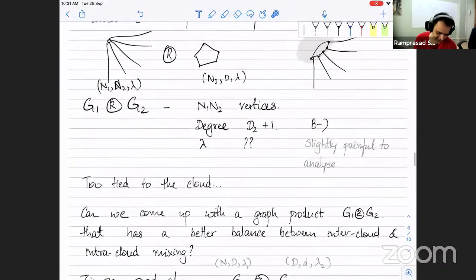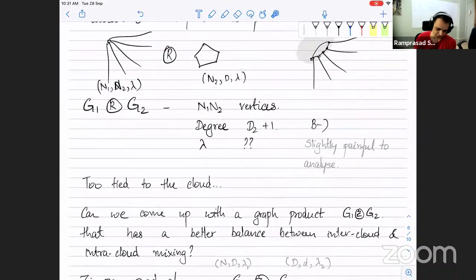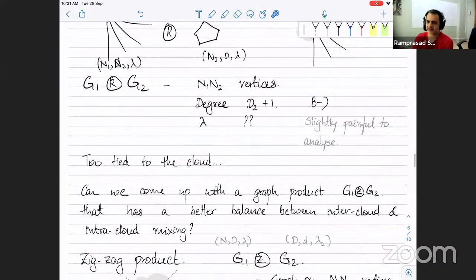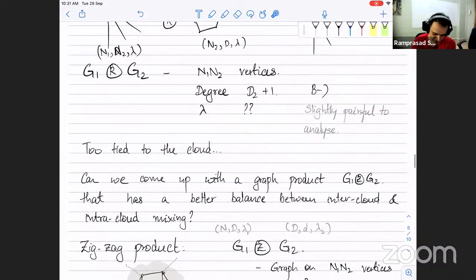What we are going to do is come up with a graph that is often called G1 circled Z G2, because it's called the zig-zag product, and this is the main innovation in this thing. I'm going to tell you how the zig-zag product works. Like in the replacement product, it is important that the number of vertices of the second graph equals the degree of the first graph. So this D and this D should match.